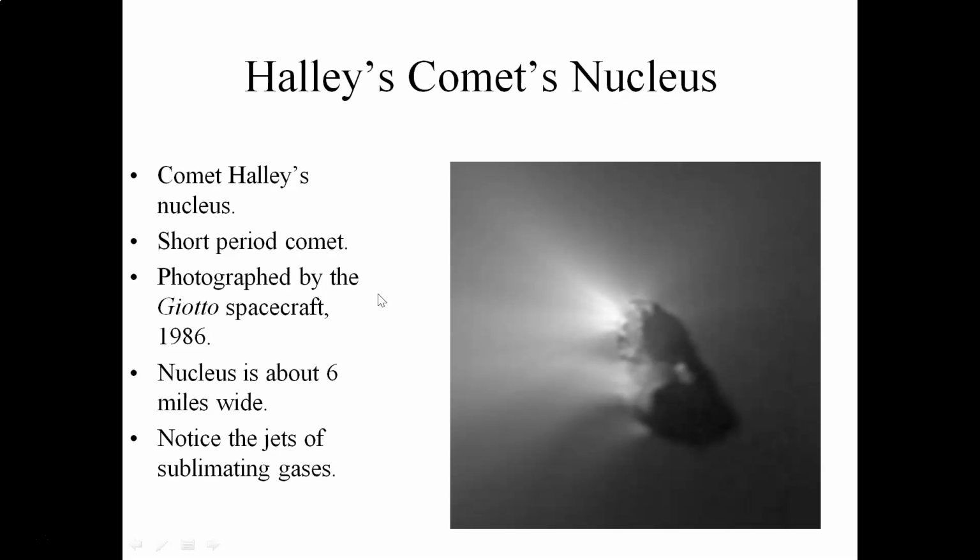Okay, here's a nice picture of the nucleus of Halley's Comet. This particular photograph was taken by a European spacecraft called Giotto back in 1986. That was the last time that Halley's Comet swung close to the Earth. The actual nucleus itself is about 6 miles wide, and you can see here very nicely the jets of sublimating gases from the nucleus of this comet.